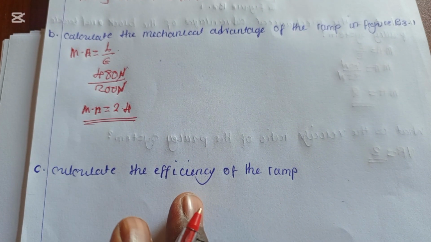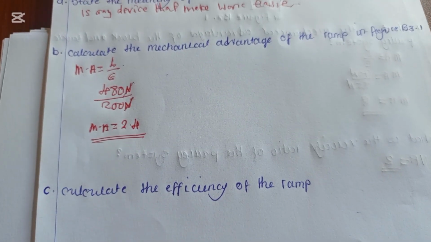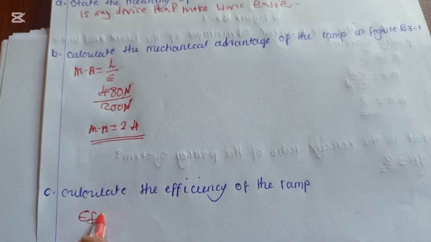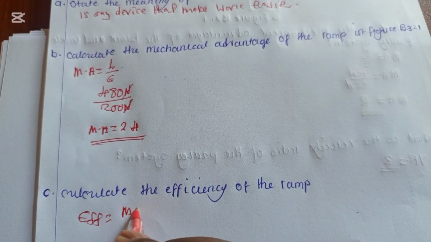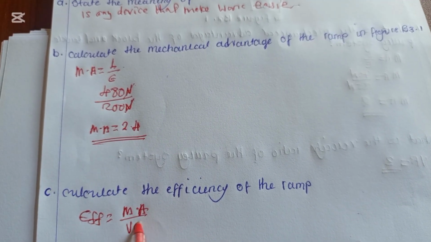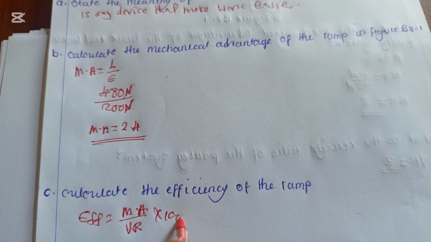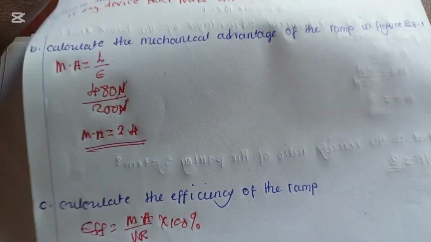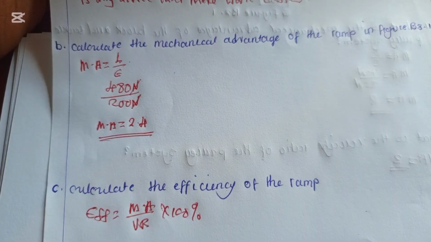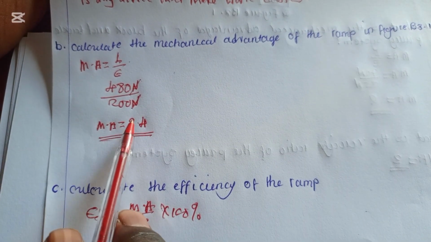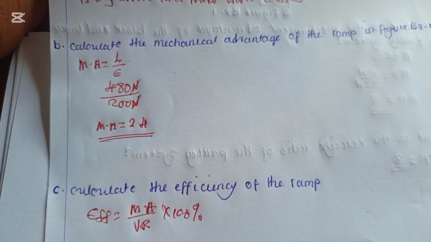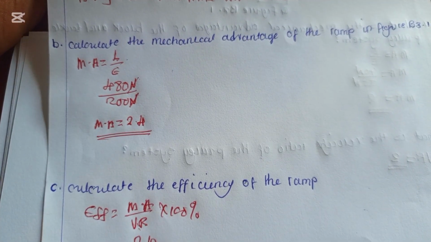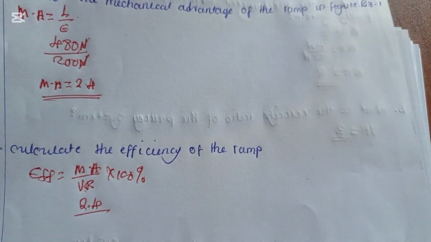Then I'll go to the last question, which is saying calculate the efficiency of the ramp below. We need to know that efficiency is equal to mechanical advantage over VR times 100%. This is the formula for efficiency. Do I have the mechanical advantage? The answer is yes, mechanical advantage is 2.4. VR, velocity ratio, we don't have.